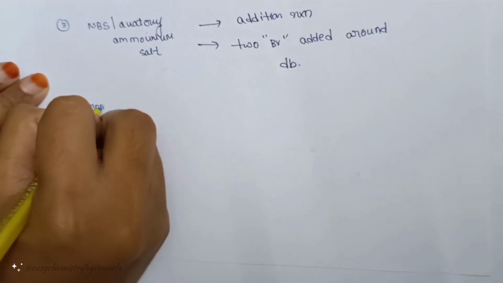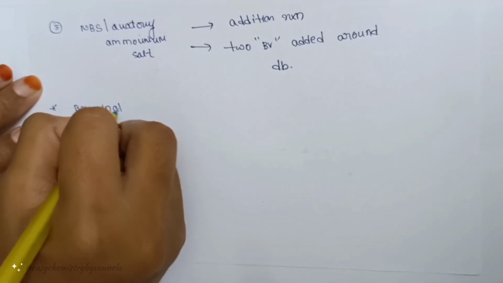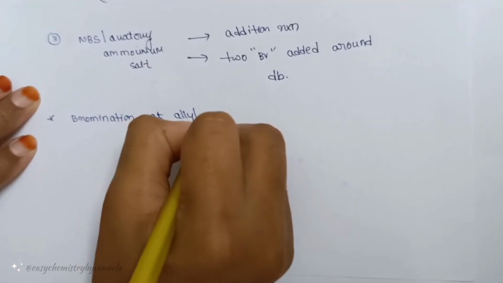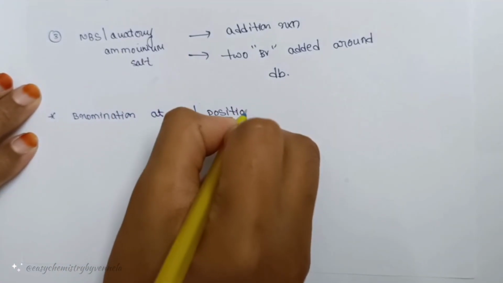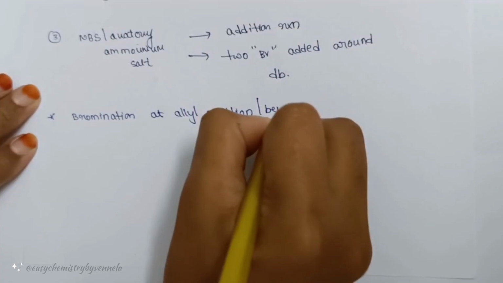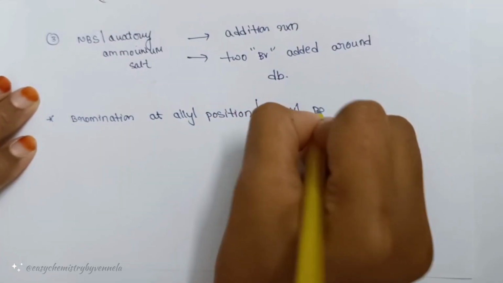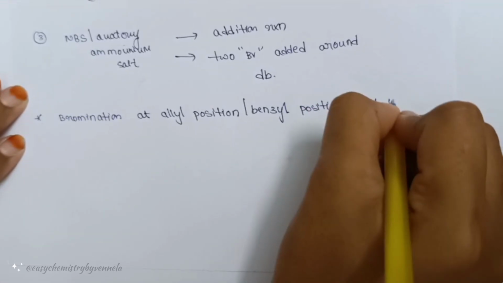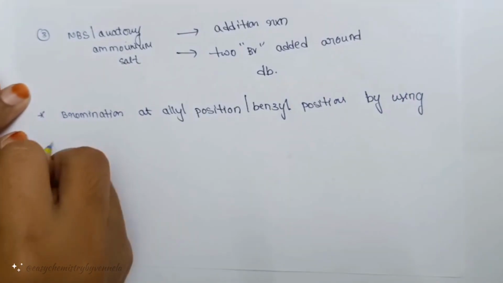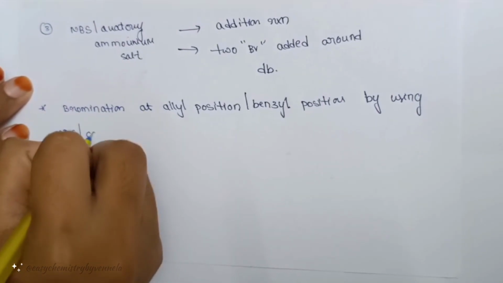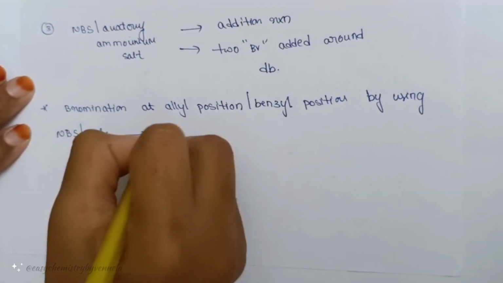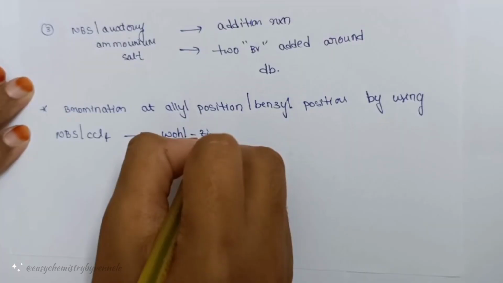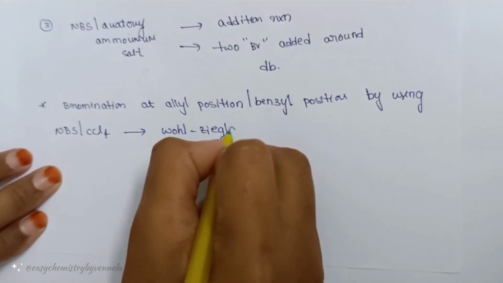So next one, bromination at the allyl position or benzyl position by using NBS in CCl4 is known as Wohl-Ziegler reaction.